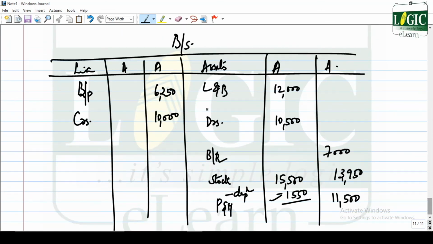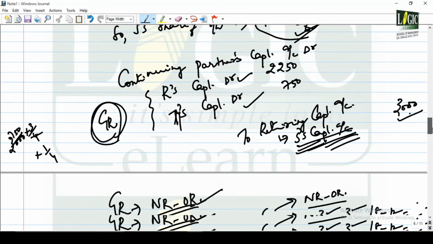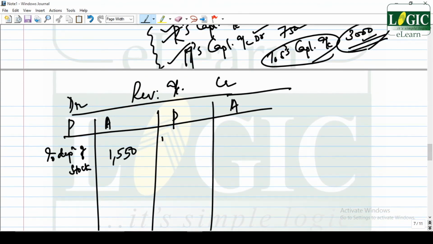Factory building was appreciated by 12%. So add the appreciation. 12,000 into 12 by 100 gives you 1,440. So the value turns out to be 13,440. Now this should come in the revaluation account, that is, by appreciation of building, 1,440.